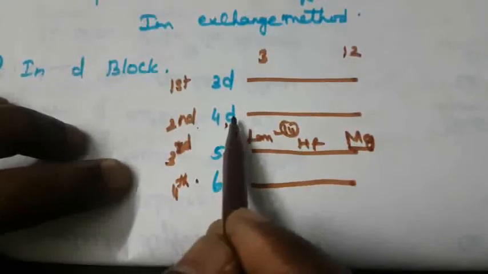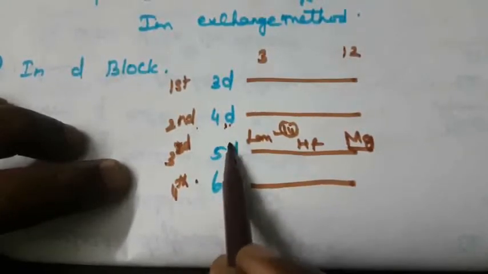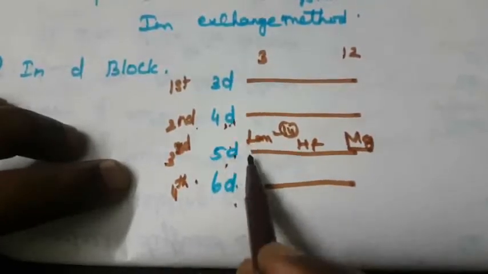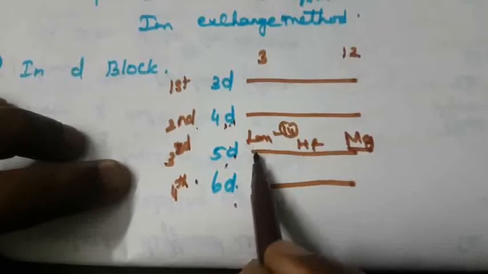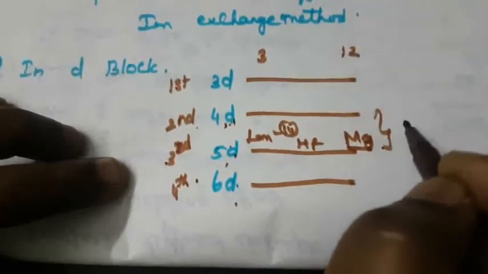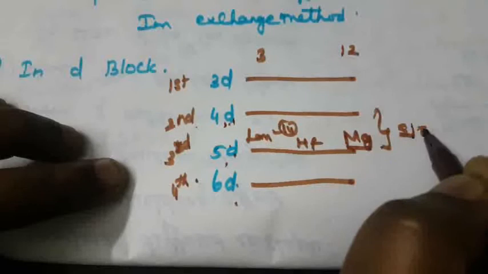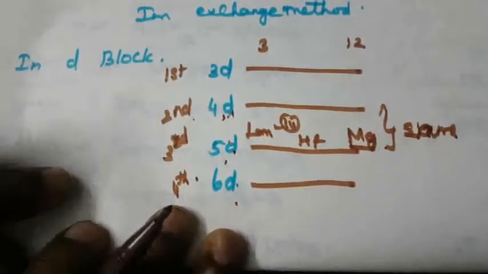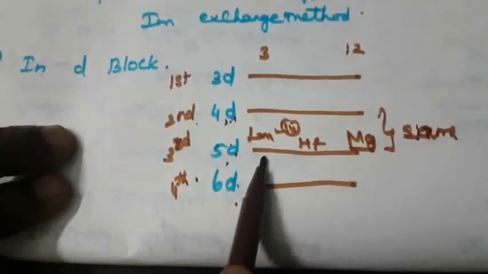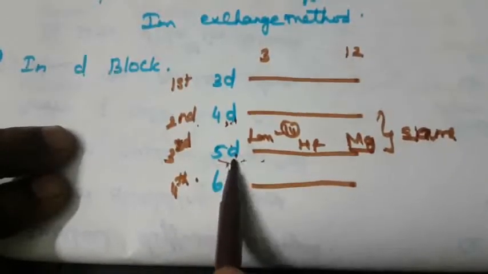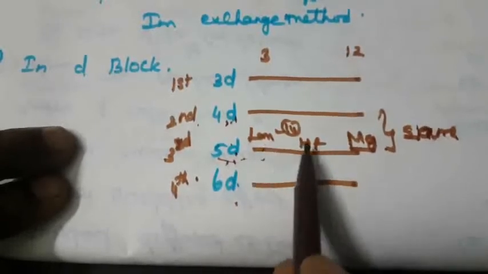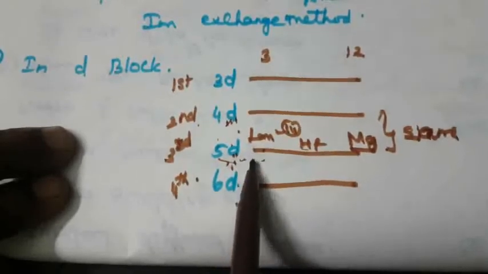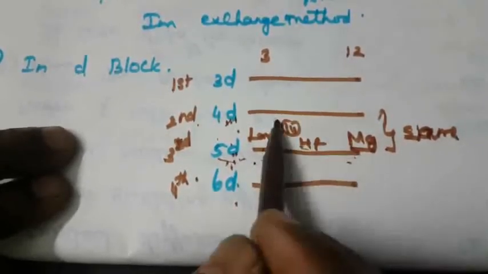So the atomic size of the 4d transition series and the 5d transition series is almost similar, or the same. So the physical and chemical properties are also the same. What is the reason? Because of the lanthanide contraction. The atom size becomes similar to the 4d series, because the atomic radii and ionic radii decrease.